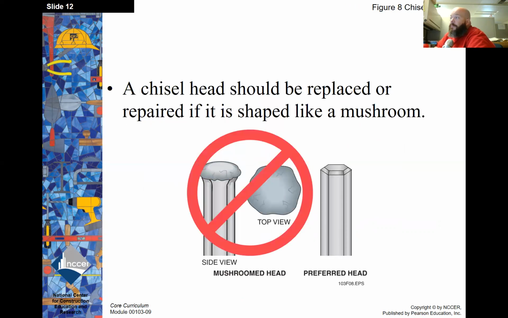All right. A chisel head should be replaced or repaired if it is shaped like a mushroom. What happens in that illustration on the left, when the head of the chisel starts to round off like that, is that as you strike it, you can cause small bits of metal to become airborne and could actually injure someone.